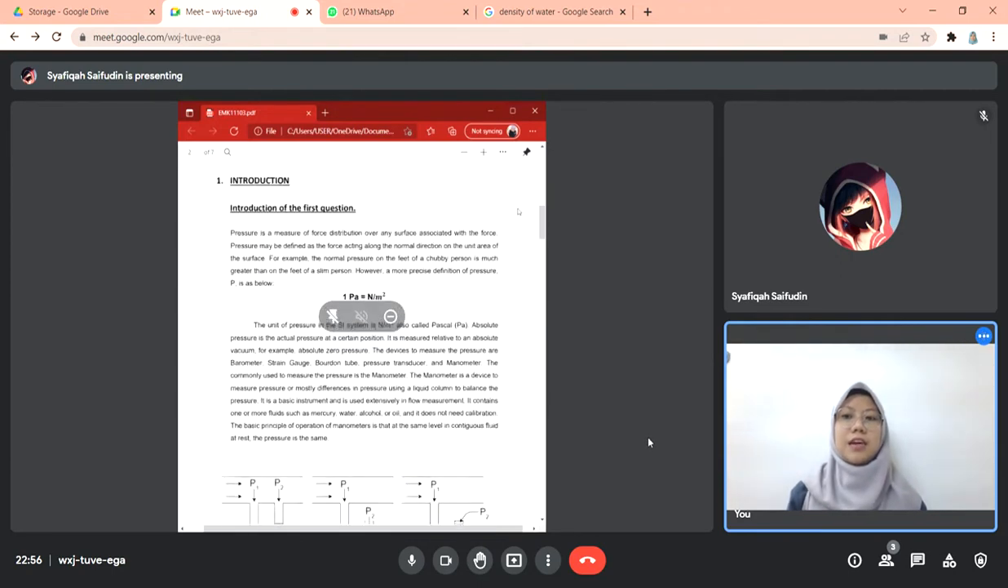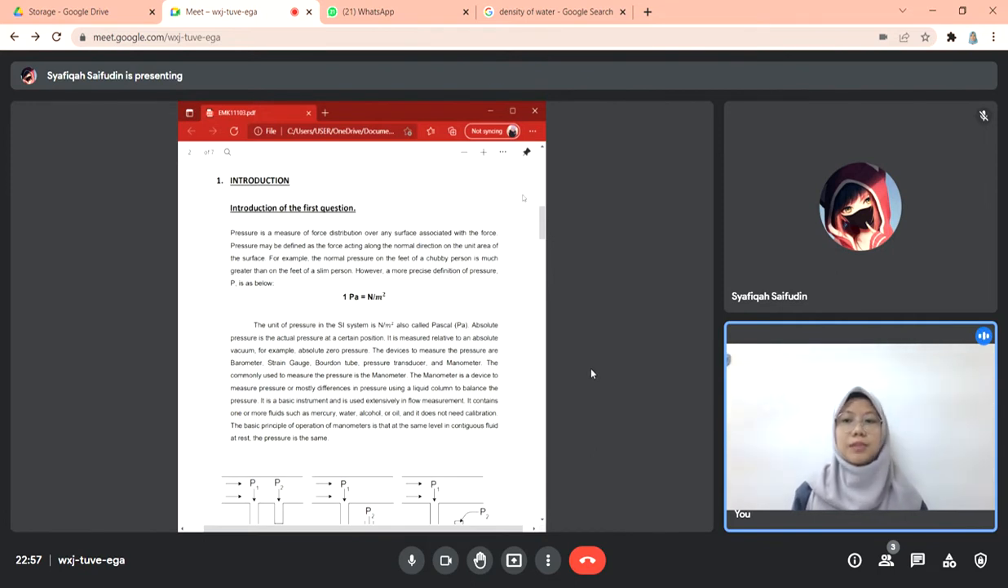So the introduction of the first question: pressure is a measure of a force distribution over any surface associated with the force. Pressure may be defined as the force acting along the normal direction on the unit area of the surface. For example, the normal pressure on the feet of a chubby person is much greater than on the feet of a slim person. However, a more precise definition of pressure P is as below. The unit of pressure in the SI unit is N/m squared, also called Pascal.